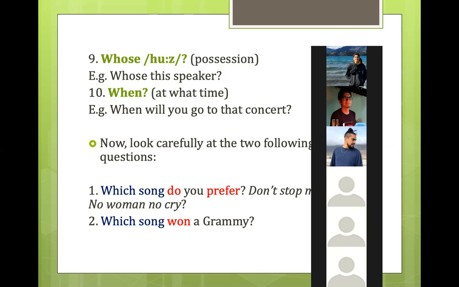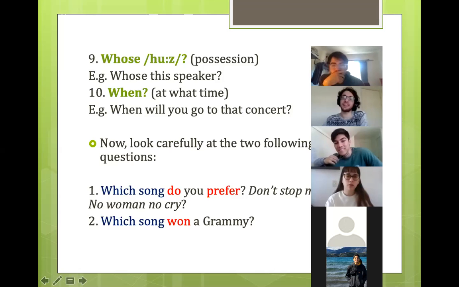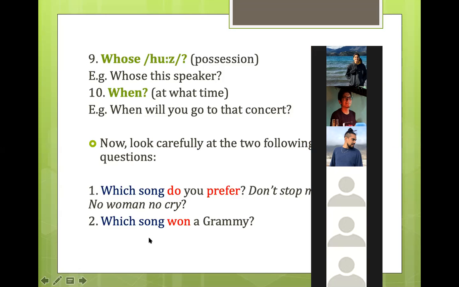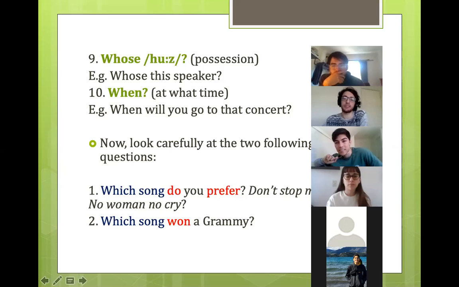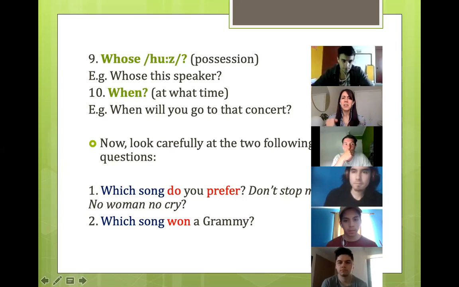The first has an auxiliary. Very good, Felipe. Yeah, the first question has an auxiliary. Look at the information in red. The first question has an auxiliary: Which song do you prefer? But the second question doesn't have an auxiliary, and it's correct. And teachers, remember English 1, English 2, yeah, when you have a question, you must always have an auxiliary.